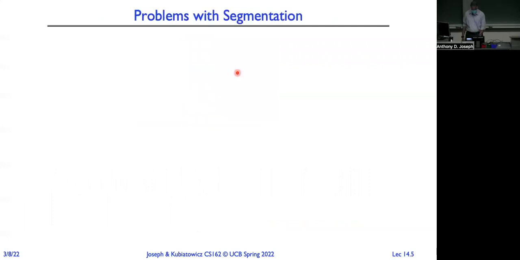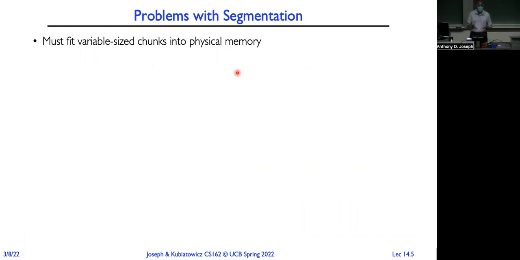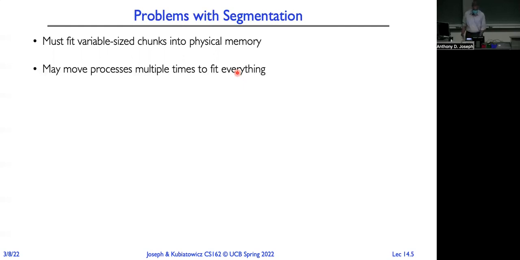Okay, so if we look at segmentation, some of the problems that we run into are these variable-sized chunks that we have to fit into memory. We play Tetris with memory. As programs start and finish, we're going to end up with different size holes based on the size of their segments in memory. Now, when new processes come along and we're trying to fit their segments into memory, we may have to do a lot of copying around and move things around. So that gets very expensive. Same thing if we want to grow a segment, we might have to shuffle things around. So lots of moving around.